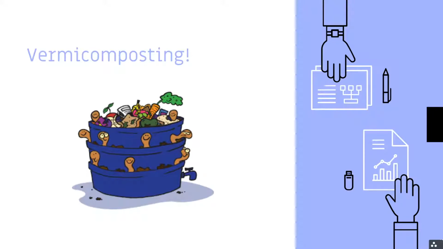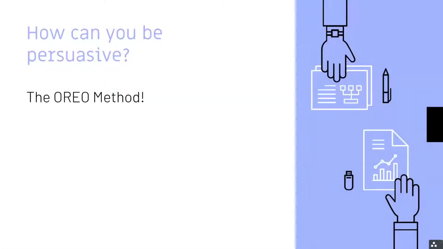So how can you be persuasive? Being persuasive is just another way of saying you can convince others to believe something or to do something. A great way of doing this is using the Oreo method. The first part of this is stating your opinion, like for me, composting is great.